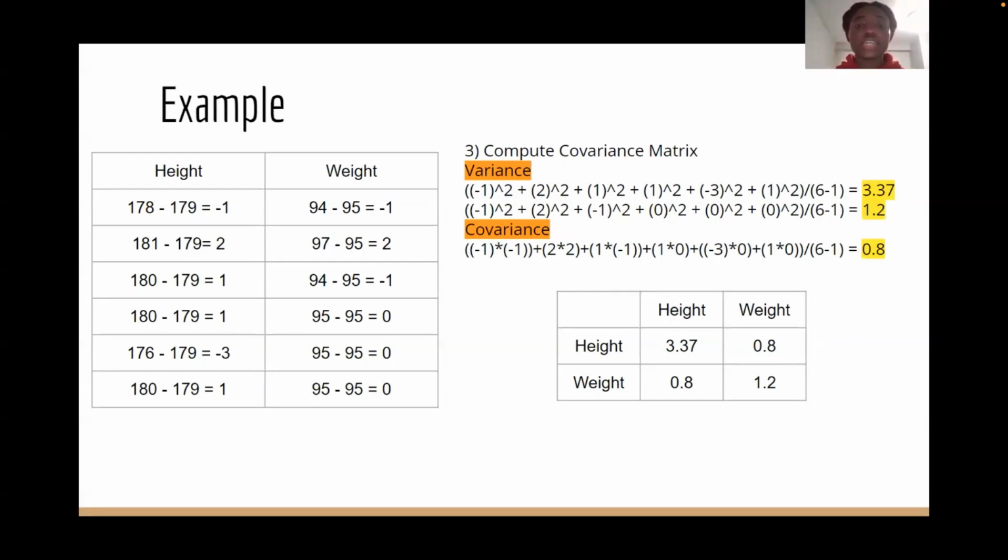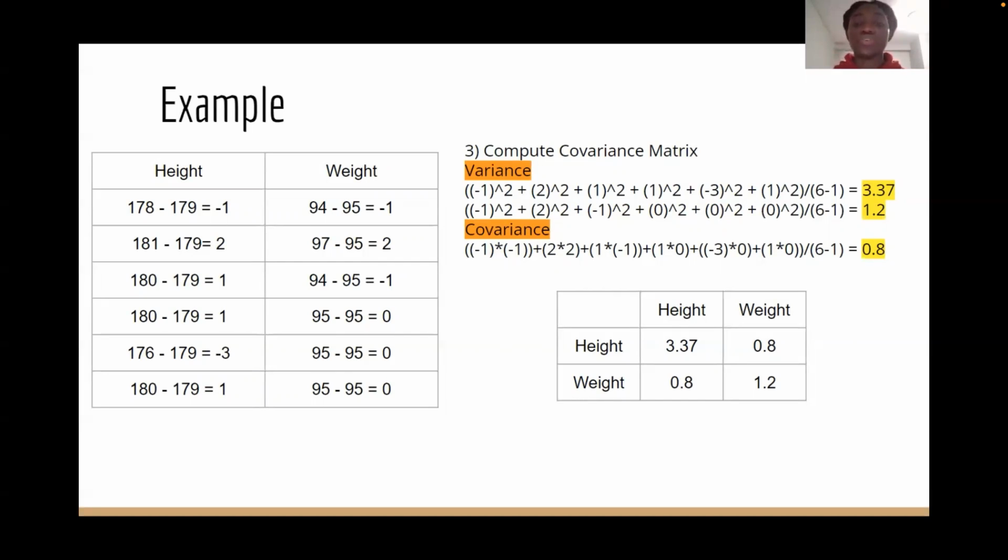So the variance is with the difference that I obtained before. I just had to square them and add them together and divide it by the number of individuals minus 1, which is in this case 5. And I obtained for height 3.37 and I obtained for weight 1.2.